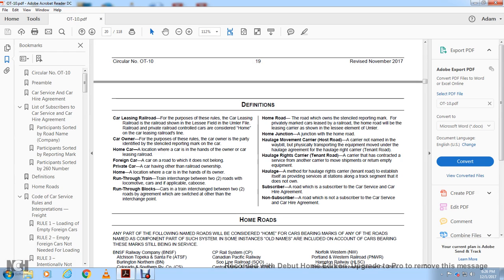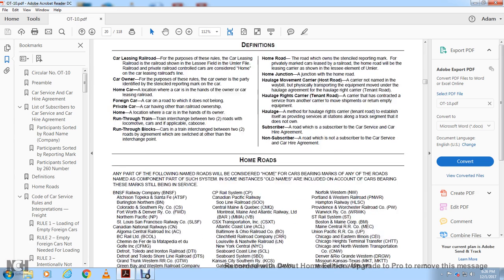Haulage right for the carrier tenant road. The carrier that contracted the service from another carrier to move shipments or return empty equipment. The haulage method of haulage rights can carry a tenant road to establish itself with providing services and stations along the track segment that it does not own. Subscriber road, one which subscribes to the car services and car hire agreement. Non-subscriber road does not subscribe to the car services and car hire agreement.